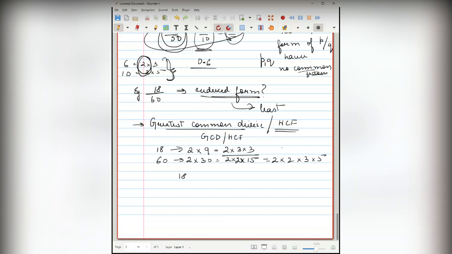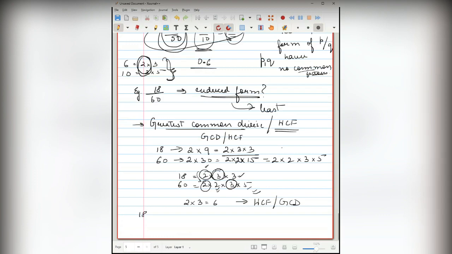Now write 18 here and 60 here. So 2 into 3 into 3, and 2 into 2 into 3 into 5. The only common things are: 2 is here, 2 is here, 3 is here, and 3 is here. This other 3 is there, but 3 is not here because I have already taken it for some other 3. This 2 cannot be considered because I have already considered it with this. And 5 is alone. So 2 into 3, which is 6, is the HCF or the GCD.